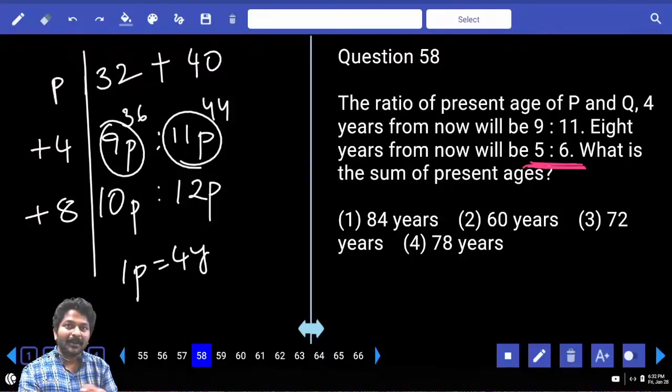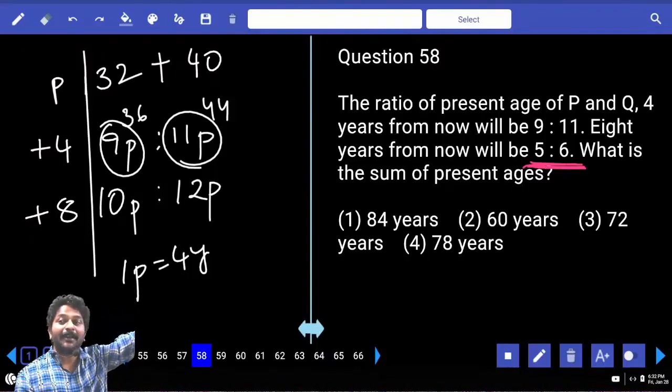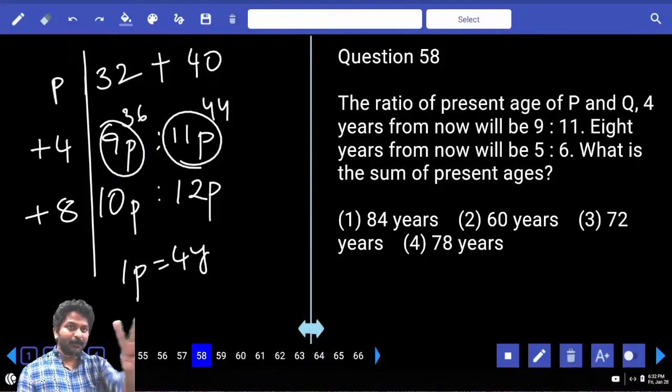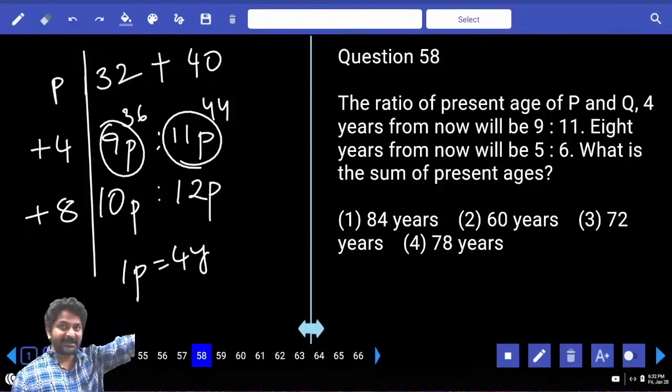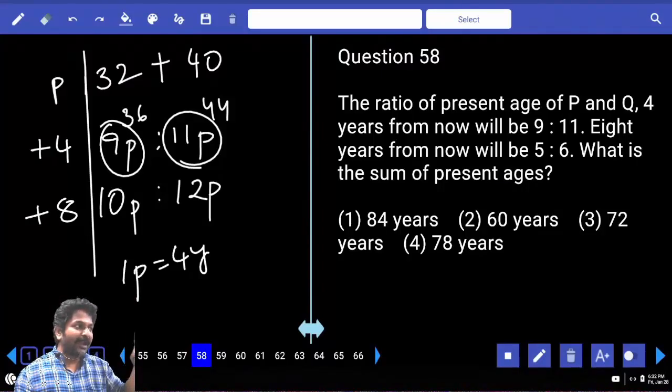But what is your question? Sum of their present ages. But we know the sum of their ages after 8 years must be a multiple of 11. So how many members are here? 2 members, P and Q. For each member we have to add 8 years. Together we have to add 16 years to get their age after 8 years. So together we have to add 16.